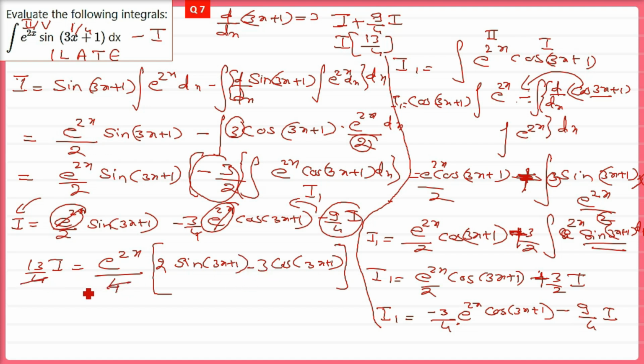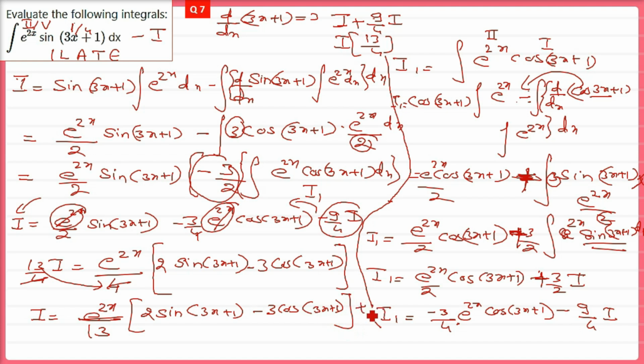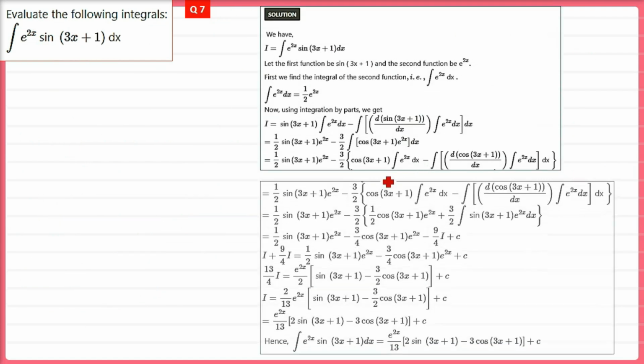Now this 4 can be cancelled in the denominator. 13 you can bring downstairs. So the final I will be something like this: e raised 2x by 13, and then we have 2 sin(3x + 1) minus 3 cos(3x + 1), and finally a constant of integration. That's your final answer. Now how will this be done?